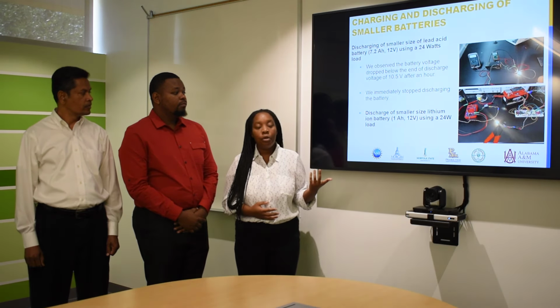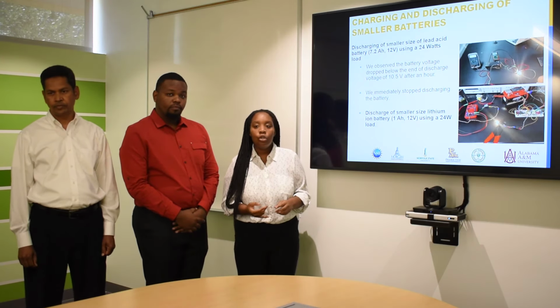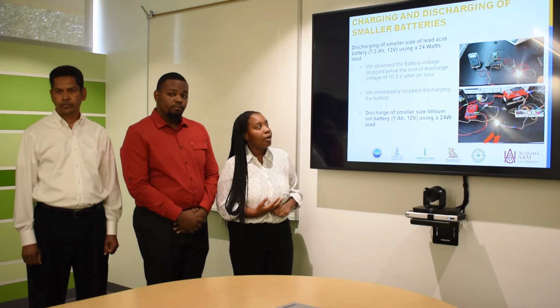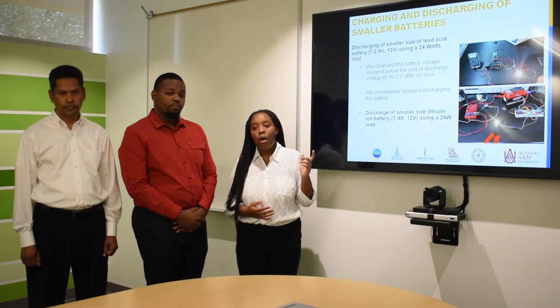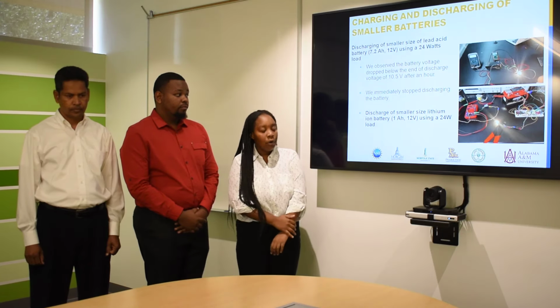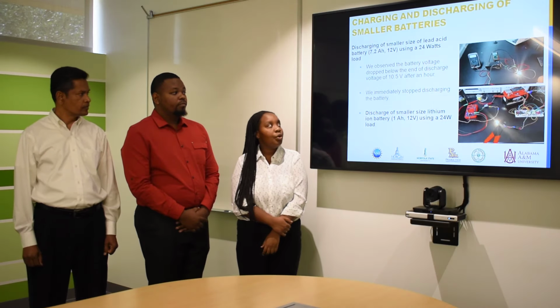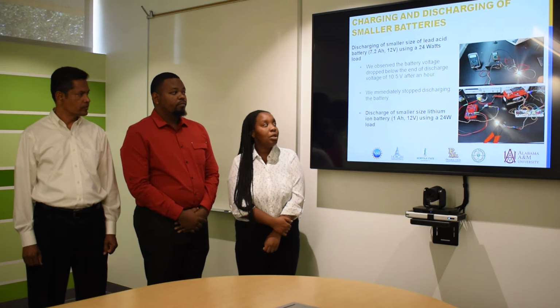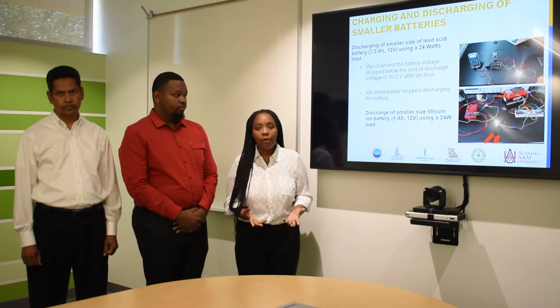Here we are with the lithium-ion battery as well as the lead acid battery. We decided to use a 12-volt AGM battery instead of the Duracell battery, as well as a 24-watt light bulb to discharge the battery. After an hour, we noticed that once again it dropped past the end of discharge voltage of 10.5 volts. So we decided to immediately stop discharging so that we won't risk damaging the battery.